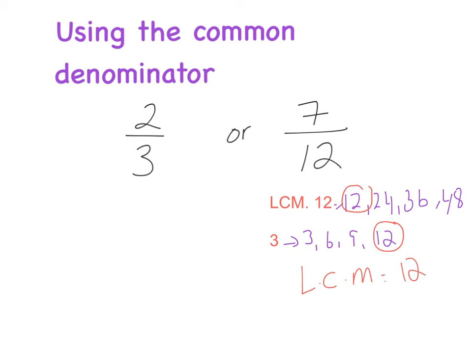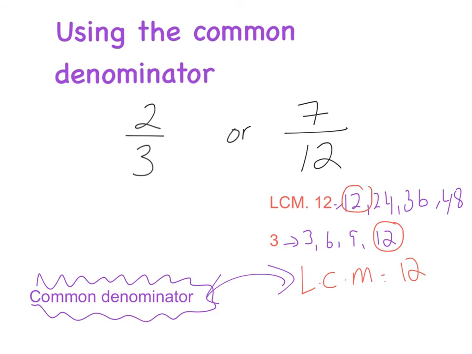And in fractions, another word we use for the LCM is the common denominator, because this is a number that both my denominators go into. Remember, numerators were on top, denominators were on the bottom, and a common denominator is a number that both of the numbers on the bottom go into.